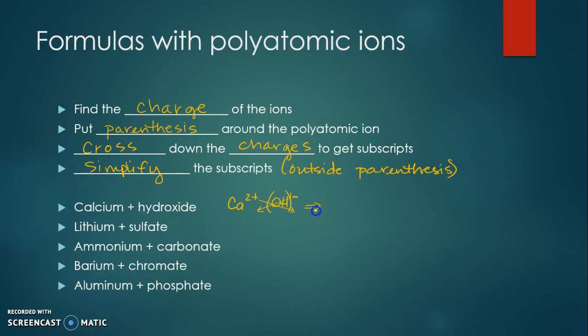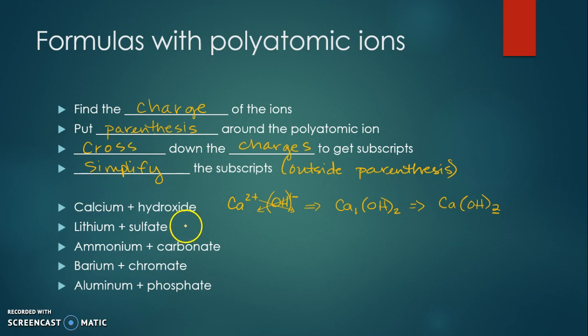Okay, so we end up with Ca1. Keep your parentheses, OH in parentheses with a 2. We don't need the 1, so we drop it, and we end up with Ca(OH)2. Now, we keep the parentheses if the number outside the parentheses is a 2 or greater. If it's a 1, you can let it go away. But if it makes you feel good, you can write it.